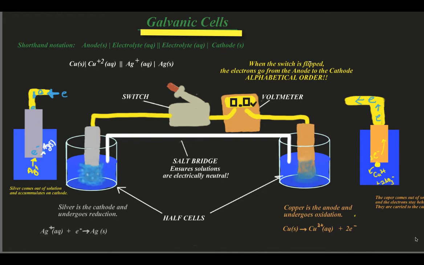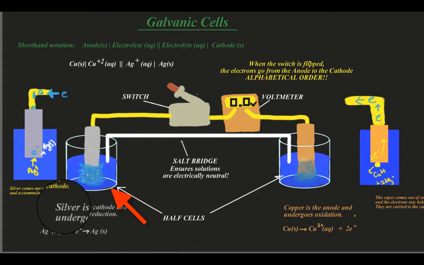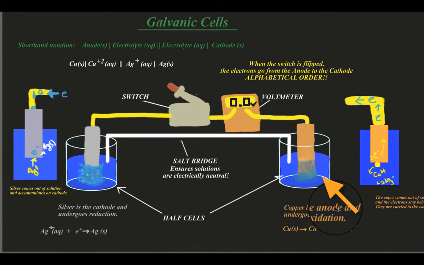Today we're going to be looking at the concept of galvanic cells. What is a galvanic cell? Well, a galvanic cell consists of a circuit that's comprised of two half cells, one connected to a switch and the other one to a voltmeter. One half cell has a metal in it that's going to be undergoing reduction. In this case, that metal is silver, and the other metal is going to be undergoing oxidation. So, in this case, copper.